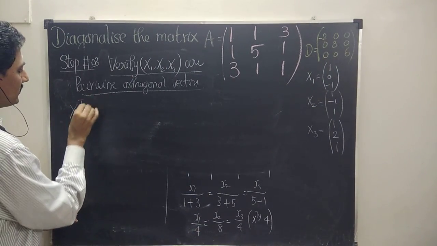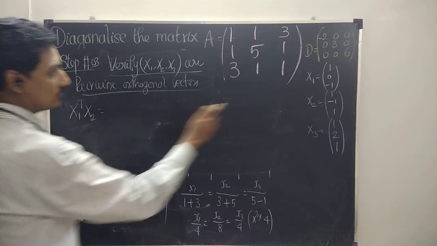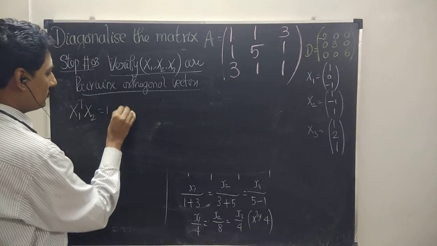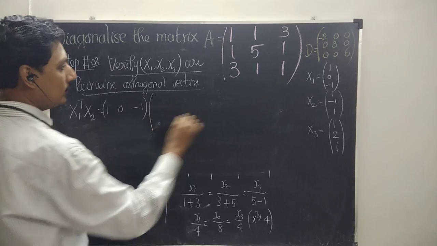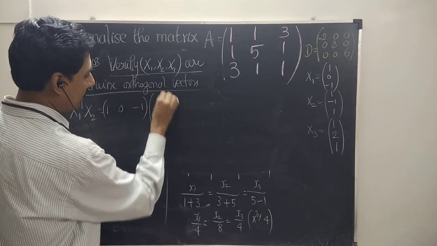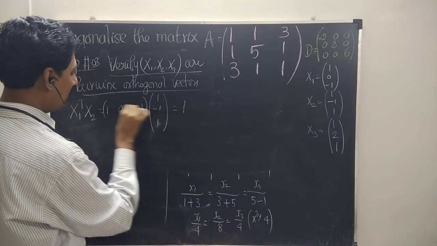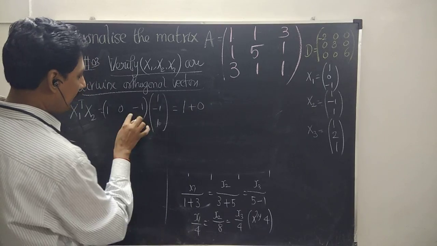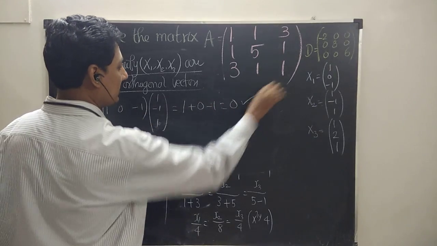Yeah, x1 transpose x2. x1 transpose is 1 0 minus 1. What about x2? x2 is this one, 1 minus 1 1. Multiplication: 1 into 1 is 1. 0 into minus 1 is 0. Minus 1 into 1 is minus 1. So equal to 0. That's right.